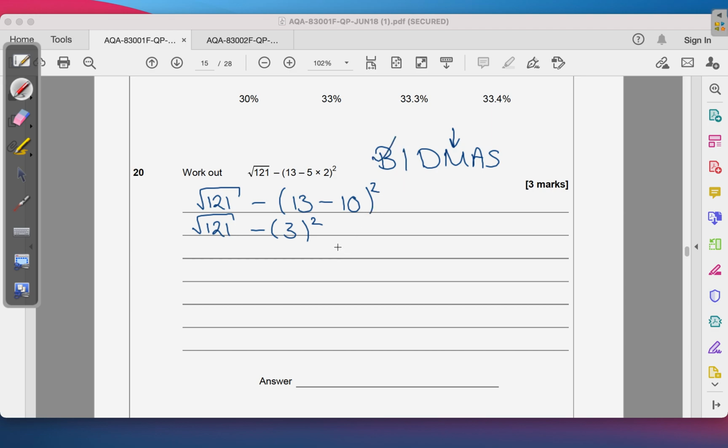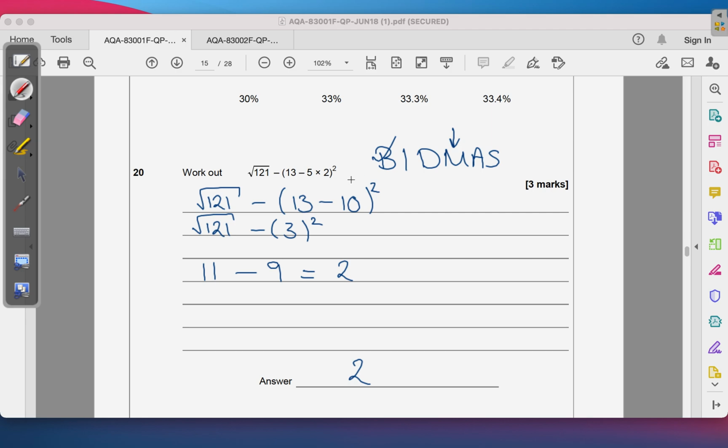So when we do indices, square roots count as indices, and so do squareds. Okay, so we can do those both at the same time. So we'll do this one first. Square root of 121 is 11, minus 3 squared, which is 9. And then simply just do this, which is 2. So the answer is 2.